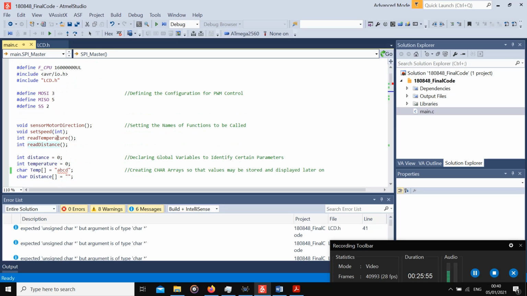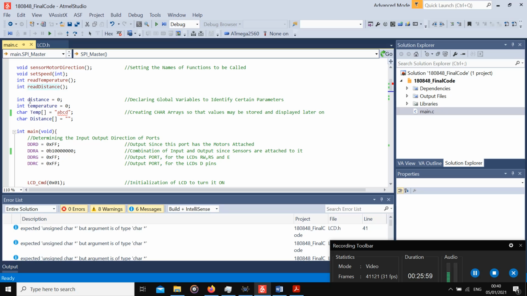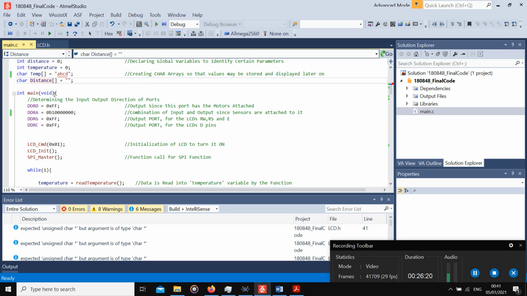Moving ahead, we have just declared global variables to define certain parameters. We have the distance, we have the temperature, then we have simple blank arrays, temperature and distance, so that we can display whatever value has been given to them by the ADC. Coming into our main loop, the int main.